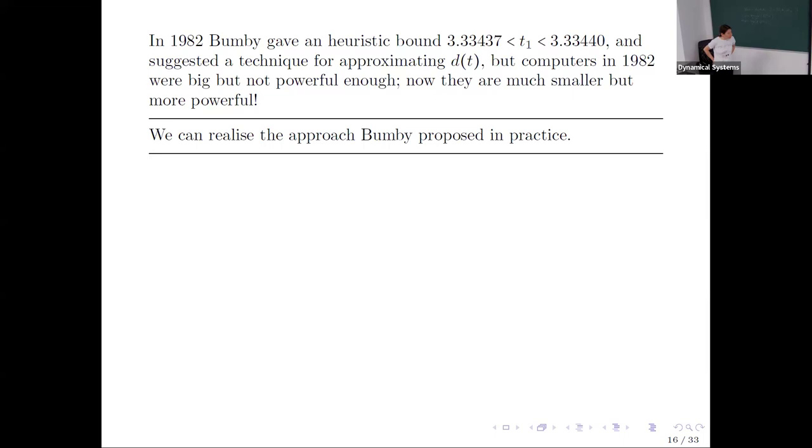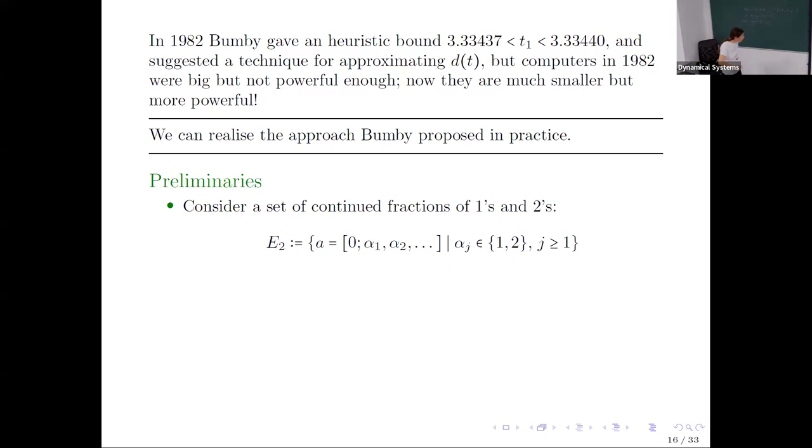In fact, at first we thought we found some mistakes, but then it turned out that the mistakes were in my program. It was not his mistake, it was my mistake. Once I managed to rectify my mistakes in my computer code, it turned out that everything that Bambi claims is in fact correct. So, a little bit on this.